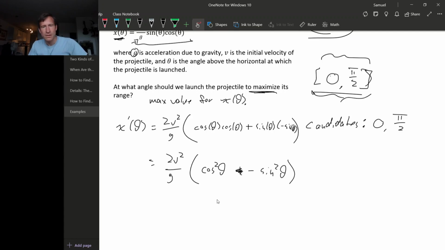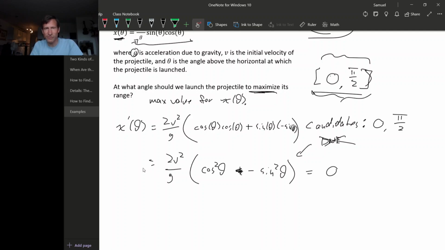Okay, so we need to ask, where is this undefined? Right, where does this not exist? Well, this is defined for every value of theta, so there aren't any critical numbers coming from the derivative being undefined. So the next thing we need to do is find out where this is 0. So set this equal to 0, and then solve.